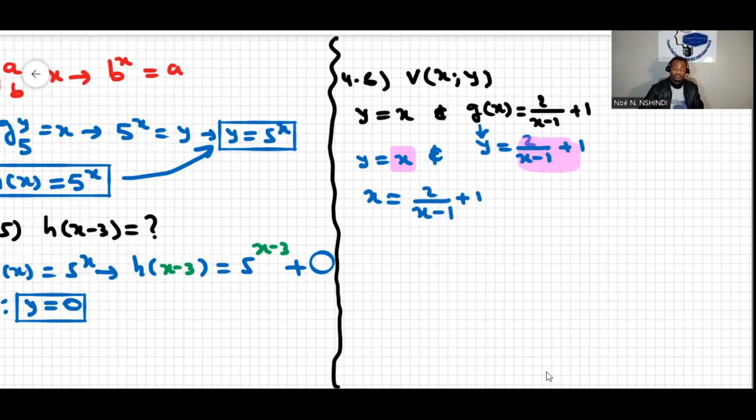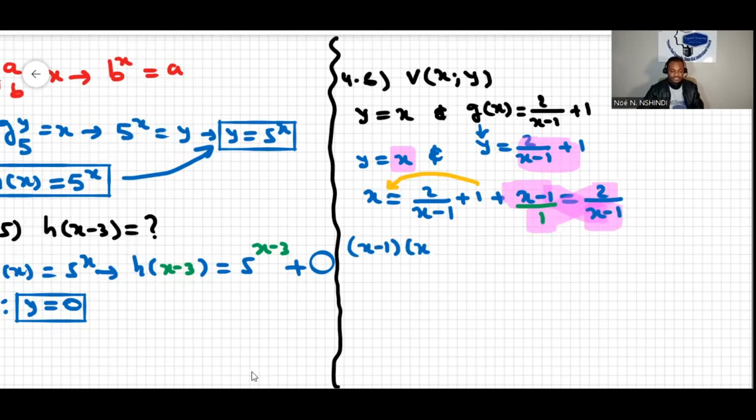So I prefer to move the 1 over. I take this one, I'll move it over, and then we will have x minus 1 equal to 2 over x minus 1. Now remember that this part has a denominator of 1, and then what we can do is take this denominator and cross multiply. So this will make x minus 1 times x minus 1 equal to 2.